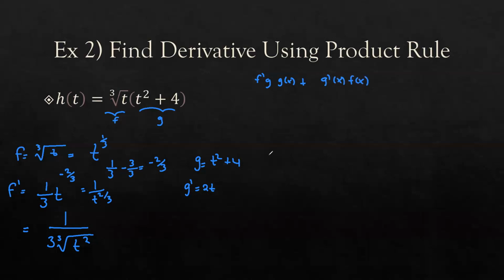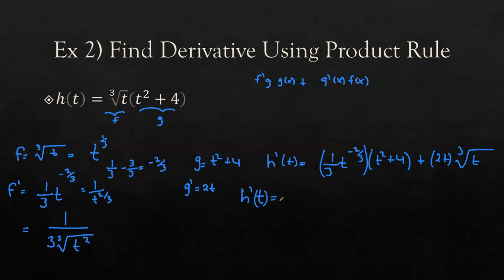Okay, so you could say h prime of t is f prime. So f prime could be expressed as 1/3 t to the negative 2/3 times g, which is t squared plus 4, plus g prime, which is 2t. And then f is cube root of t.